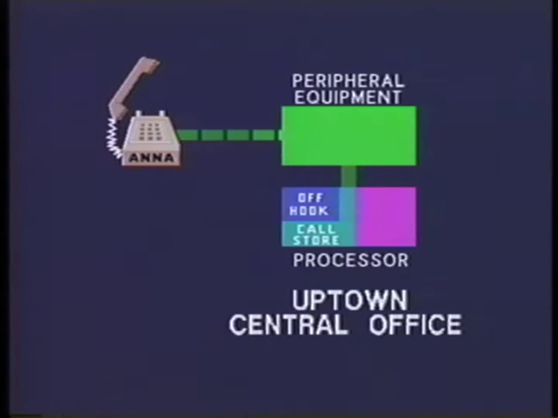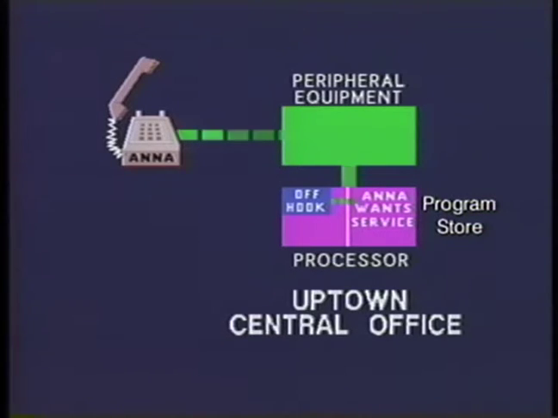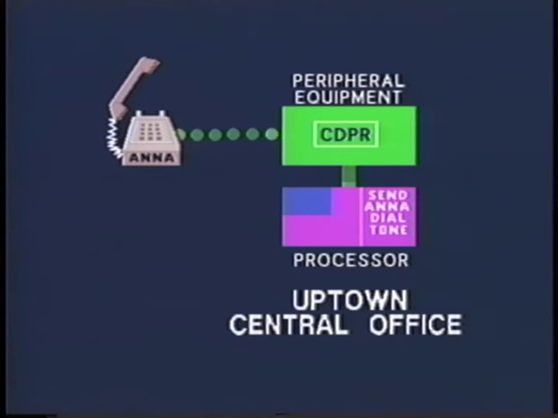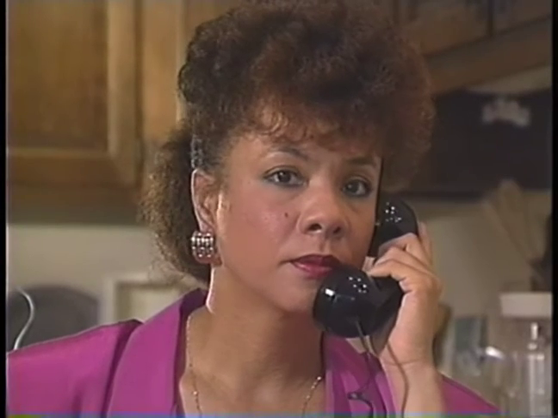To store the retrieved information, an originating register is found and seized in the central processor's call store, or temporary memory. The central processor executes instructions from its program store and recognizes that I am requesting service. The central processor then sends a command to the peripheral equipment to send dial tone to my line. When I hear the dial tone, I know I can dial the first digit of Zelda's number.